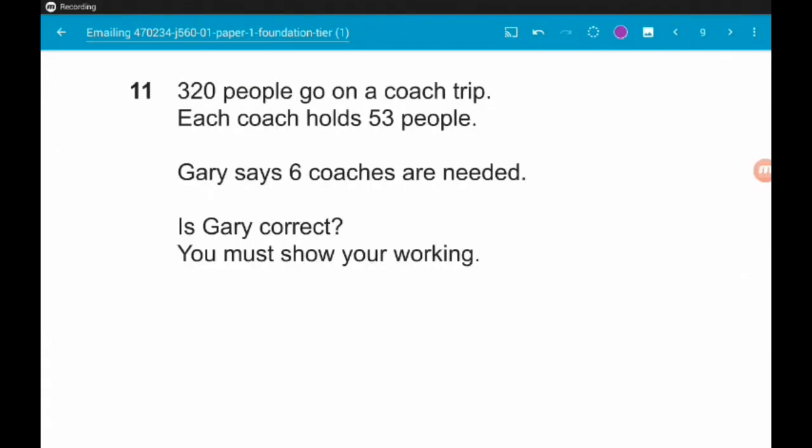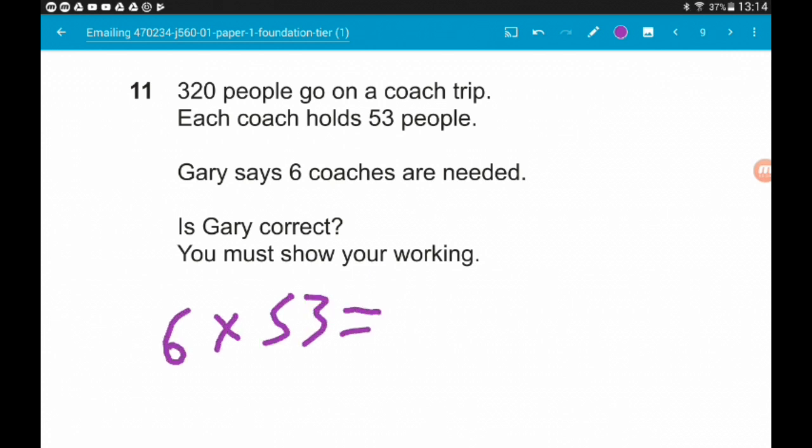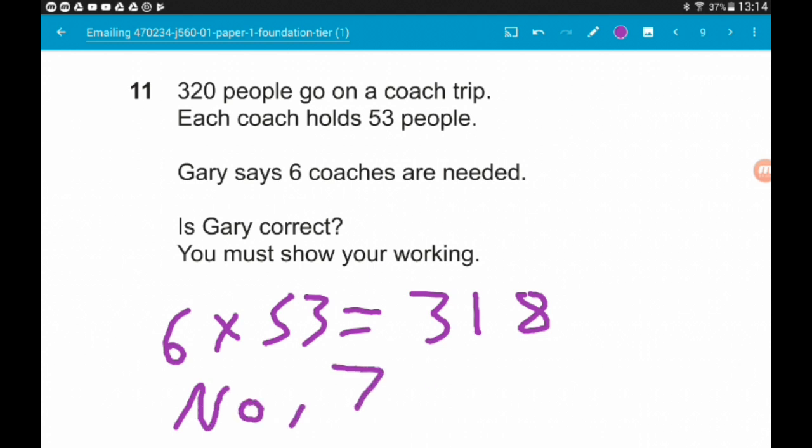Okay, question 11. 320 people go on a coach trip. Each coach holds 53 people. Gary says 6 coaches are needed. Is Gary correct? So let's see if 6 coaches would be enough. So 6 times 53 is only 318, which isn't enough. So no, Gary is not correct. 7 are needed.